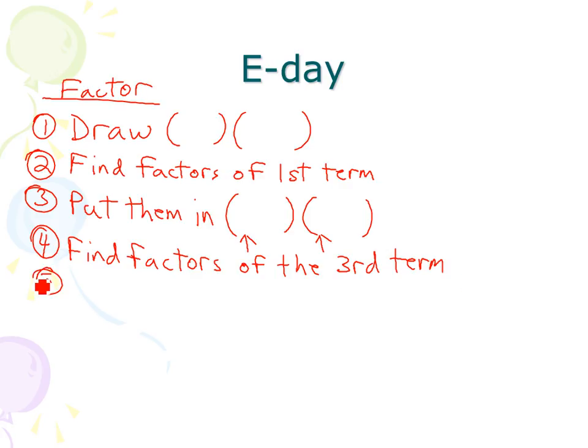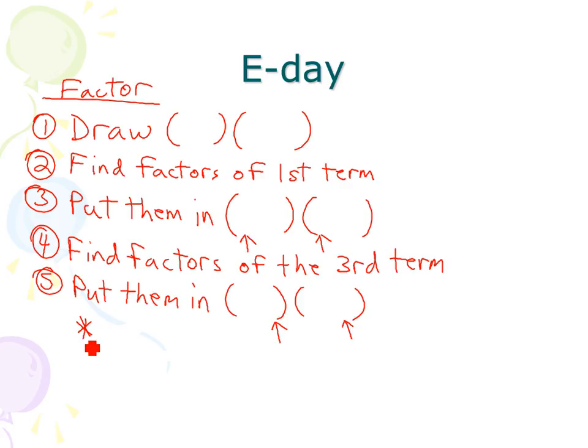Number 5. Put them in the parentheses. And where they go is here and here. Now, with this one, little asterisk on this one. With this one, for the factors of the third term, you got to make sure there's two different things that could happen.